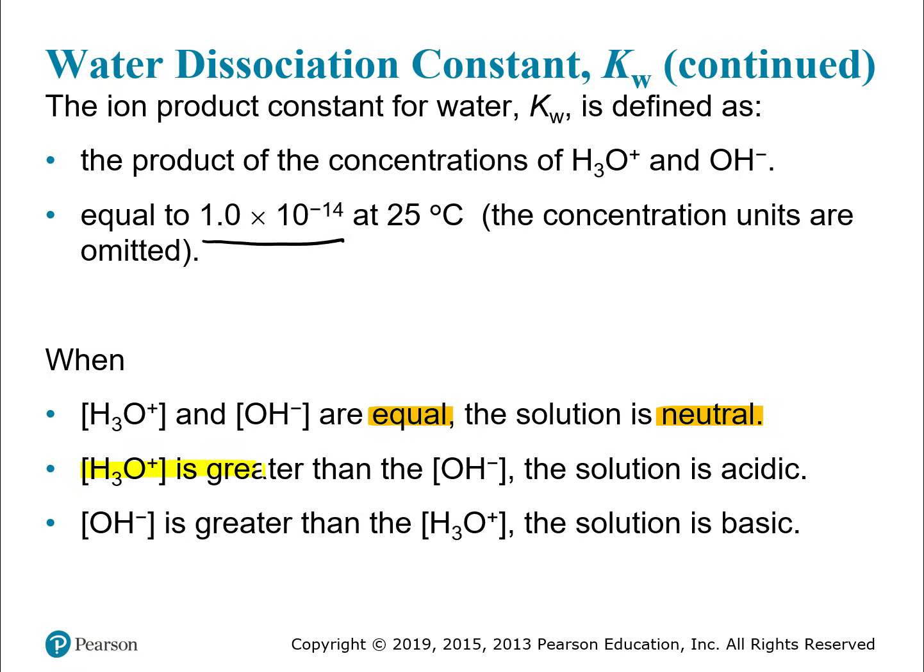If, however, hydronium is greater, then your solution is acidic. If hydroxide is greater, your solution is basic. So these are the first definitions that we have of neutral, acidic, and basic. We'll be adding on to that. There's different ways that we can describe neutral, acidic, and basic solutions. This is just one of them.